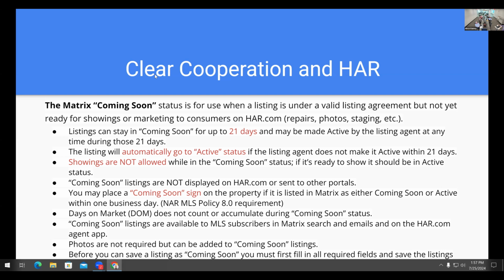No. We can announce it to the brokerage, but if it's coming soon, you can show it to an agent in the brokerage, not their clients. It has to go active. You can show it to an agent, but you can't show it to the client. And you're going to get the best offers when it's shown to everybody.